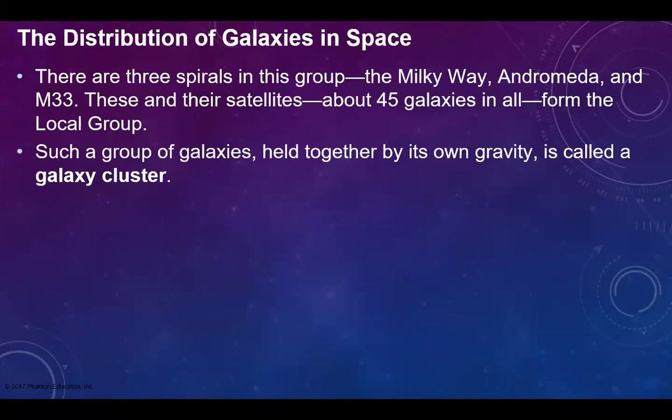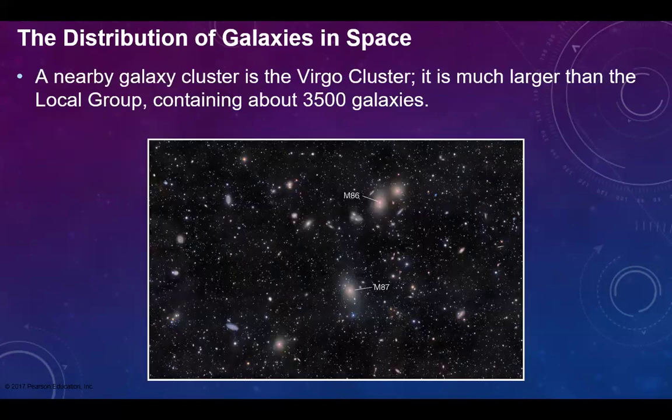And such a group of galaxies held together by its own gravity is called a galaxy cluster. The local group is a small galaxy cluster. There are galaxy clusters with thousands of galaxies. And then there are sort of superclusters, which are clusters of clusters. A nearby large cluster is the Virgo cluster. It's much larger than the local group. It contains about 3,500 galaxies. There's M87, M86. These are really big galaxies. I believe M87 is the one that we imaged the black hole with.